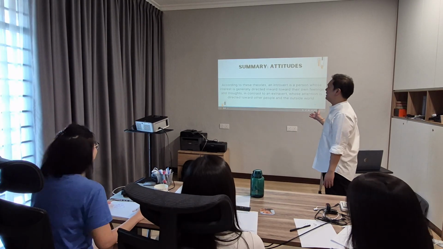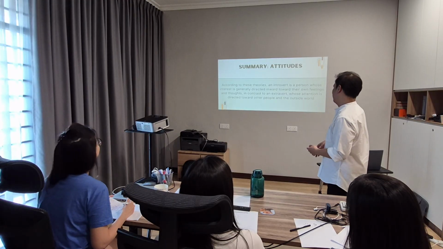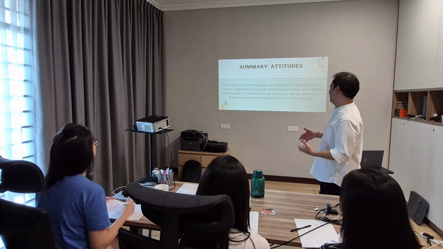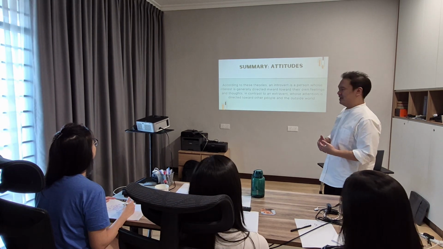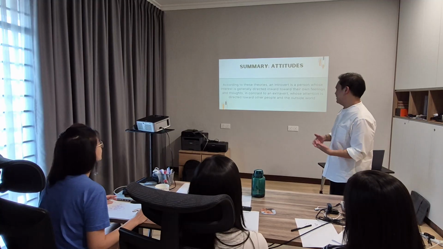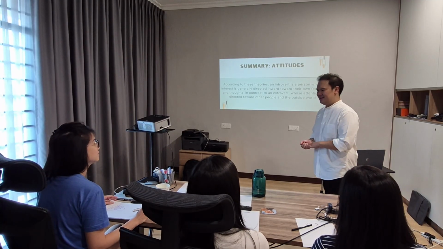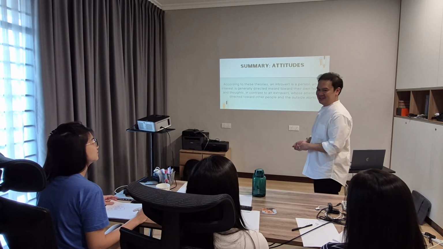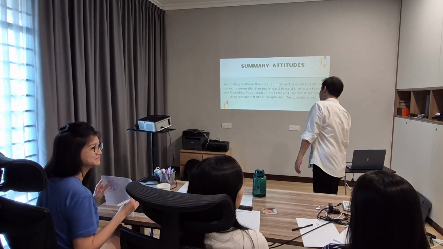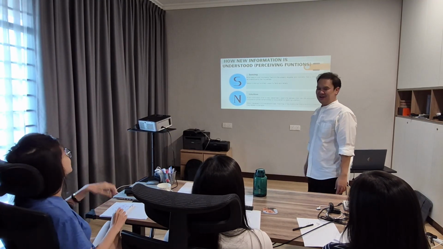So in summary, extraversion and introversion: an introvert is someone whose interest is directed inwards towards their own feelings and thoughts, whereas an extrovert's attention is directed towards other people and the outside world. Okay, so we'll now go to the next dimension, which is how you process your information.